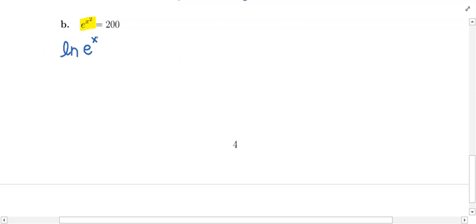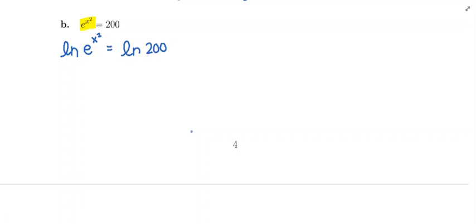Remember, when you are solving equations, whatever you do to one side, you have to do to the other. So since we took the natural log of the left side, we have to take the natural log of the right side. Remember why we do this. We take the logarithm because that's going to allow us to apply the third major property of logarithms.